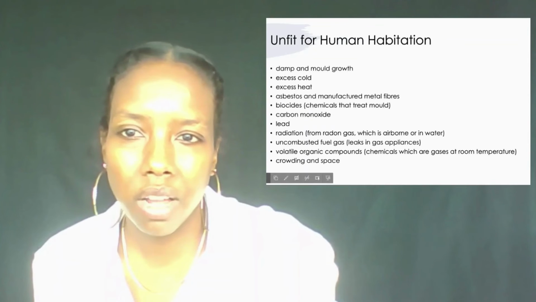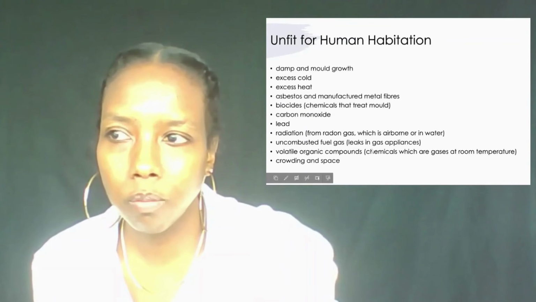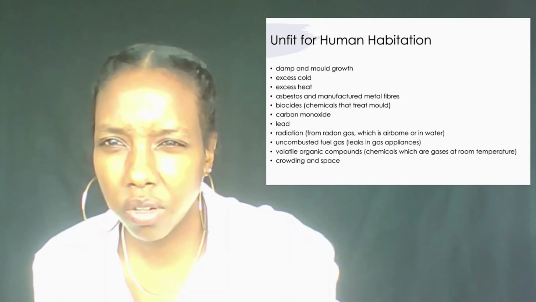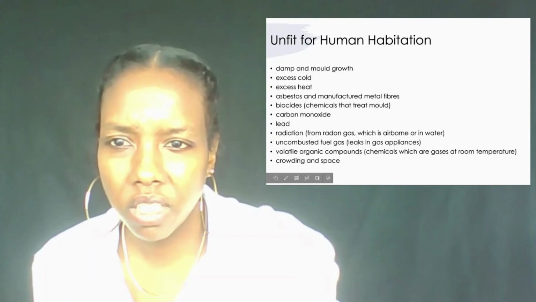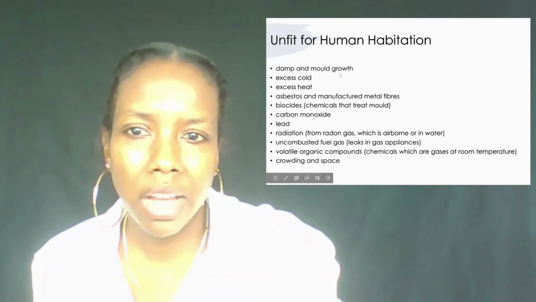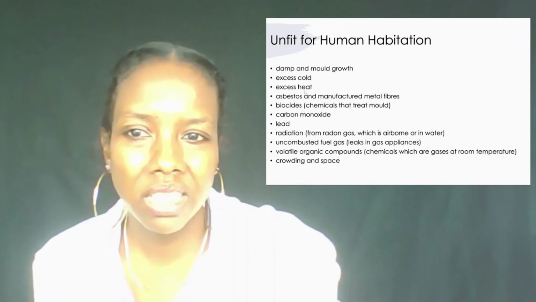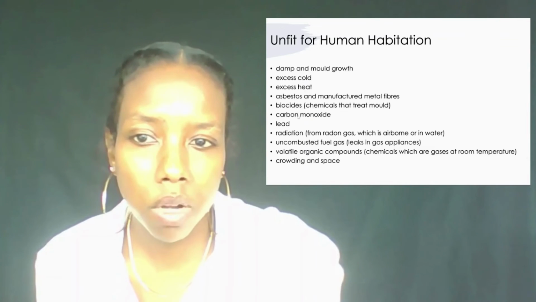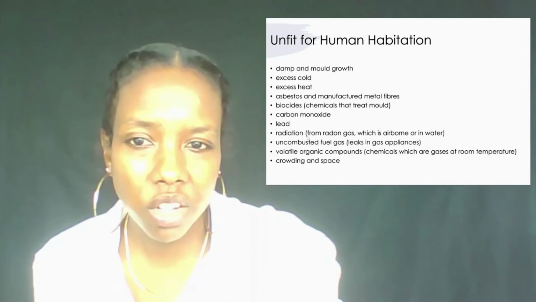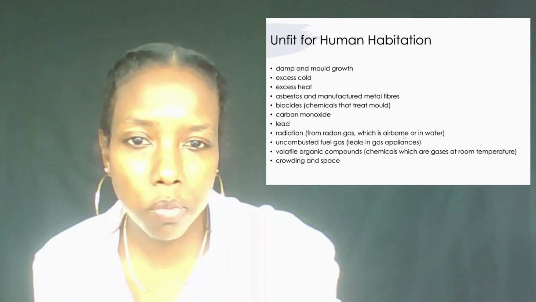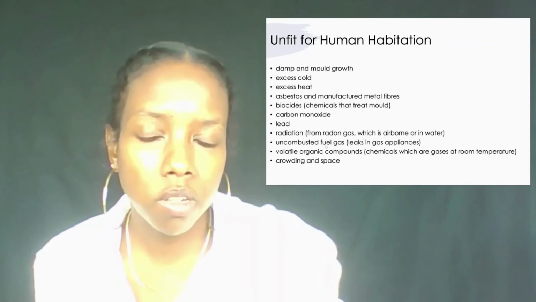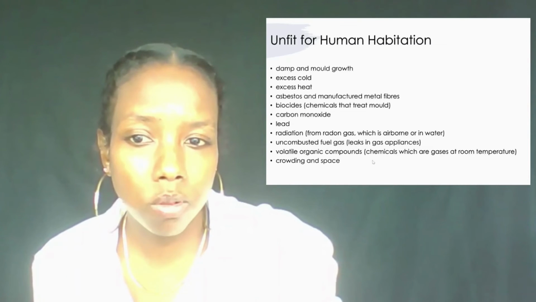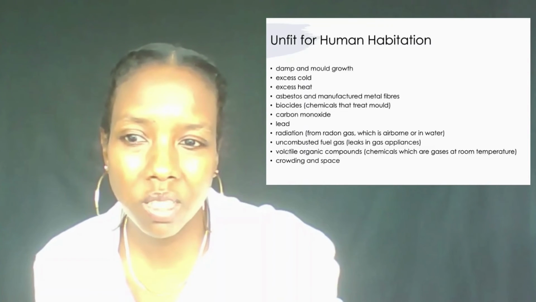Now, some places are unfit for habitation, and this is discussed on shelter.co.uk, I think it is. The reference is attached. If there's damp and mold growth, excess cold, excess heat, asbestos and manufactured mineral fibers, biocides, carbon monoxide, lead, radiation from radon gas, which is airborne or in water, uncombusted fuel gas leaks in gas appliances, volatile organic compounds, crowding, and space.